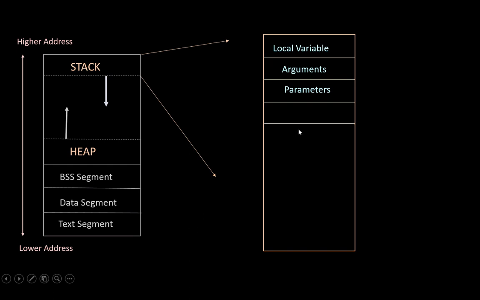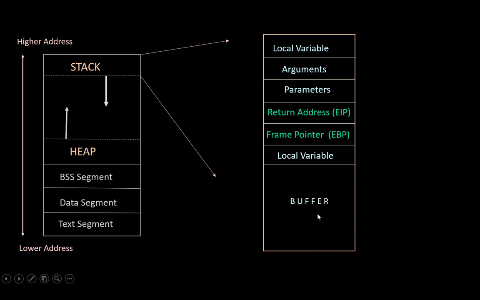So here the processor adds a return address. It's also called the extended instruction pointer, EIP. It points to the next instruction of the function. Next, the processor adds a frame pointer. It's also called the extended base pointer, EBP, which acts as a base reference for other frames. Now here the subroutine adds a local variable and allocates some space for the user input, which is called a buffer. Now when the user enters some command or some text, it will be added to the buffer.